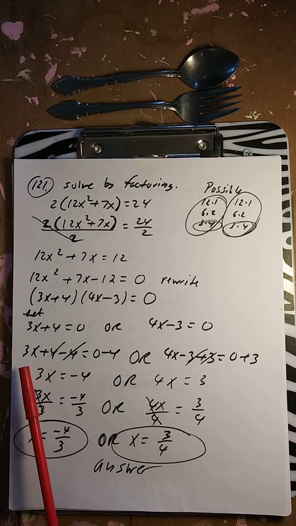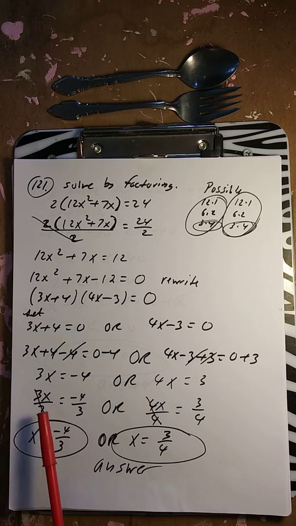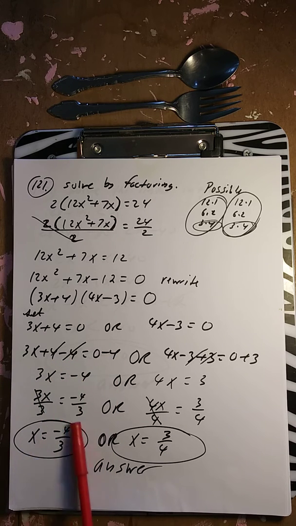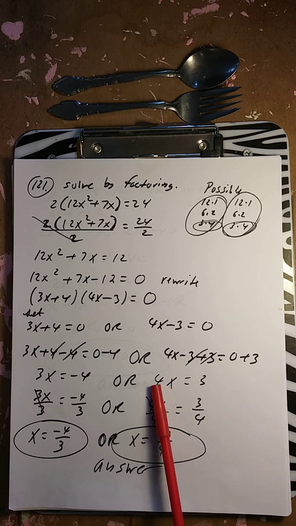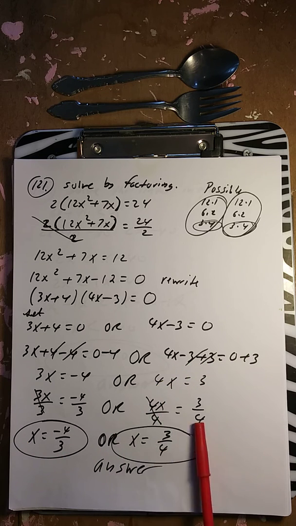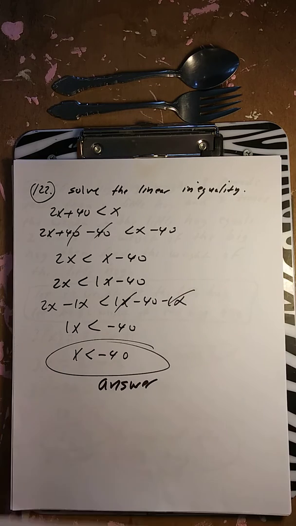So now from there we're going to have 3x plus 4, minus 4, 3x equals negative 4, divide by 3, so x is negative 4 thirds. Over here, add 3, so you have 4x equals 3, divide by 4, so x equals 3 over 4. Solve the linear inequality.